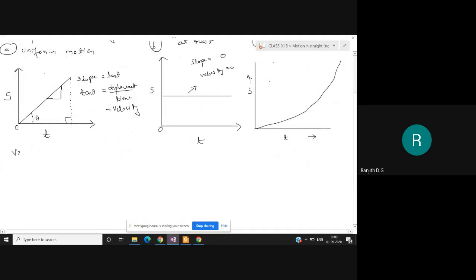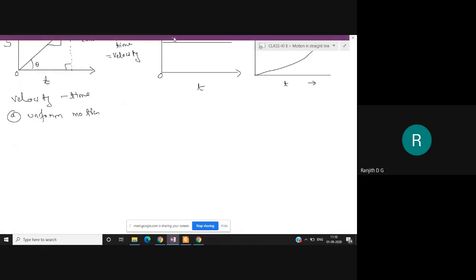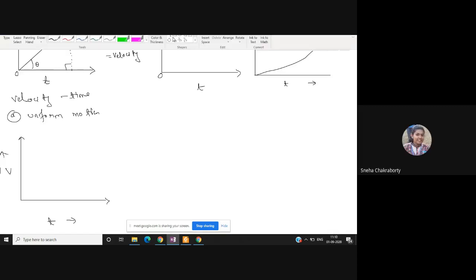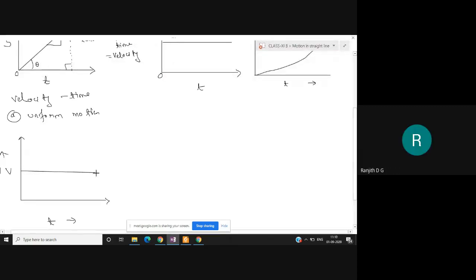Now again, we will go for the velocity time graph. If I draw it for the first case, uniform motion, how does it look like? What happens to the velocity in uniform motion? Velocity is constant. How does the graph look for a constant? Parallel to t. So the velocity time graph for uniform motion is just parallel to the time axis.